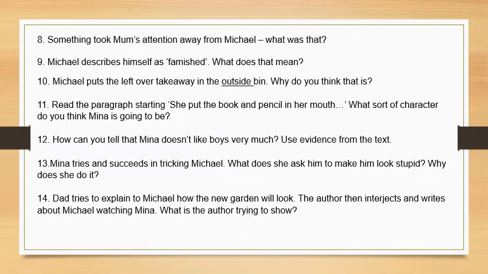And the last one, Dad tries to explain to Michael how the new garden will look. The author then interjects and writes about Michael watching Mina. What is the author trying to show?